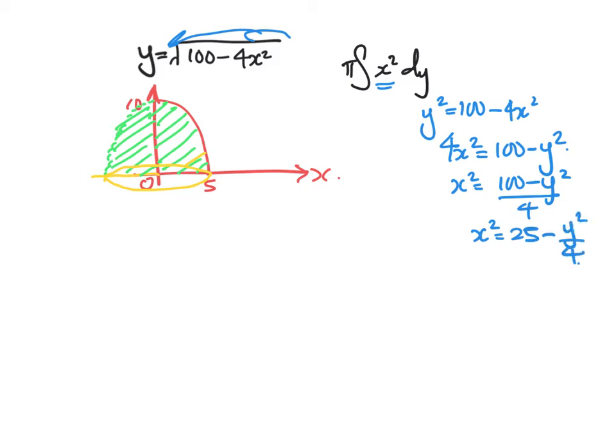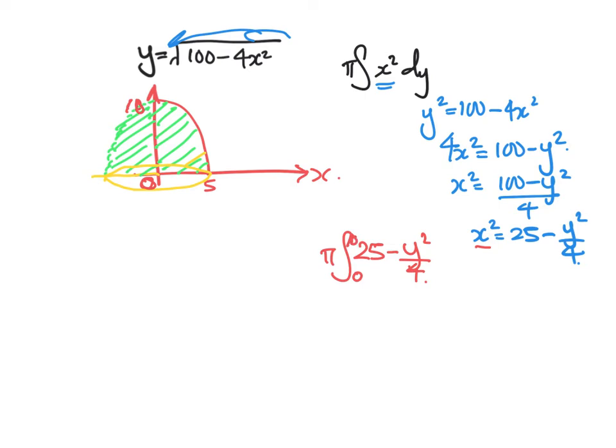So x squared equals 25 minus y squared over 4. Now we have x squared, so it's easy for us to integrate. So integrate pi x squared, which is 25 minus y squared over 4. But what is the limit? This revolution is along the y-axis, so our limit should be what's on the y-axis. So it's 0 and 10. Your lower limit is 0, and your upper limit is 10.